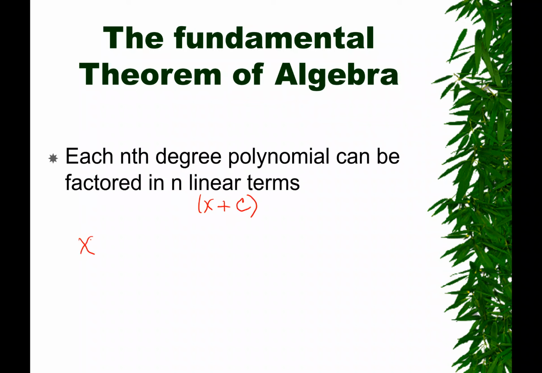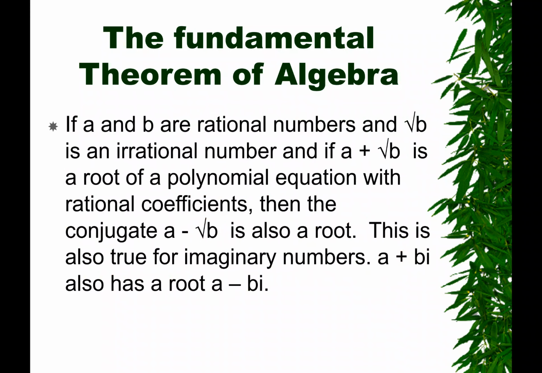So for example, if I had x to the fifth minus 4x cubed plus 5x minus 4, this would have 5 linear terms. Now they may not all be nice rational numbers like x plus 2, x plus 3, x minus 4. They could be square roots, they could be imaginary, but I would have 5 answers if I broke it down into all x to the first terms.